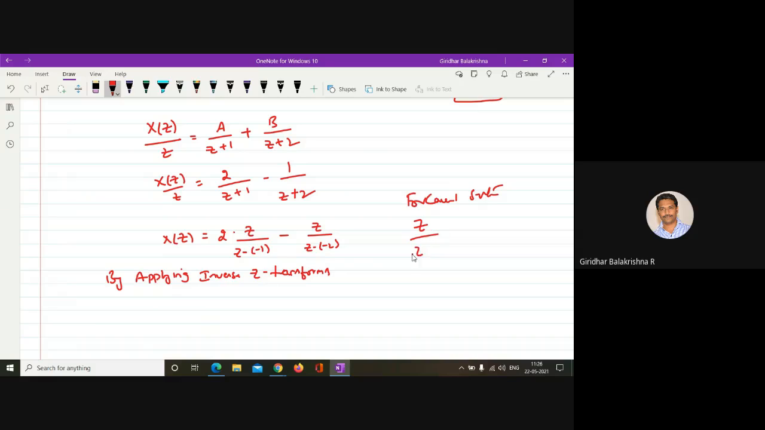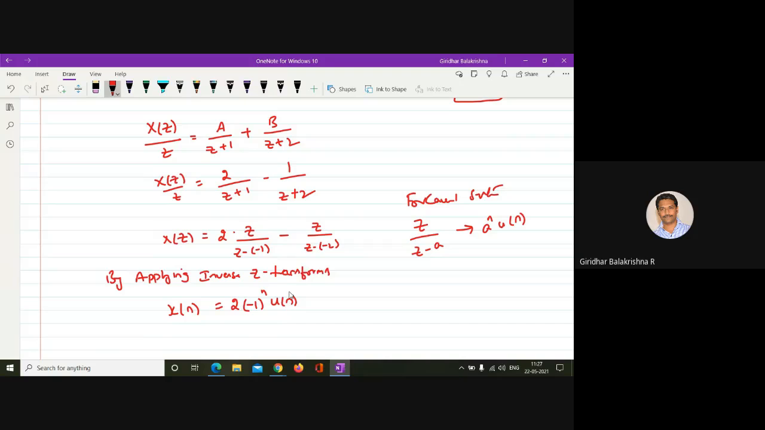If it is in the form of z by z minus a, what is its inverse Z transform? A power n into u of n. So now it is in the same fashion. Therefore, inverse Z transform of x of z. In the formulas, first one: x of n is equal to 2 is constant, z by z minus of minus 1. So in the place of a we have minus 1. So the formula is minus 1 whole power n into u of n.